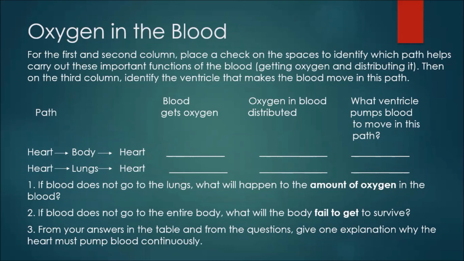Let's answer these questions. If blood does not go to the lungs, what will happen to the amount of oxygen in the blood? If blood does not go to the entire body, what will the body fail to get to survive? From your answers in the table and from the questions, give one explanation why the heart must pump blood continuously.